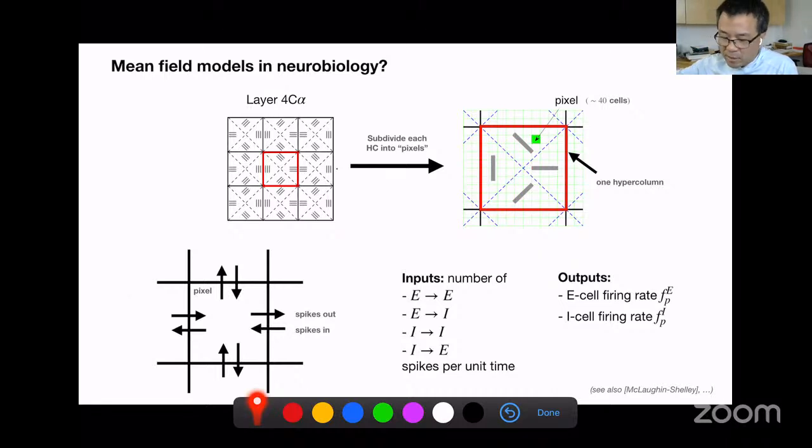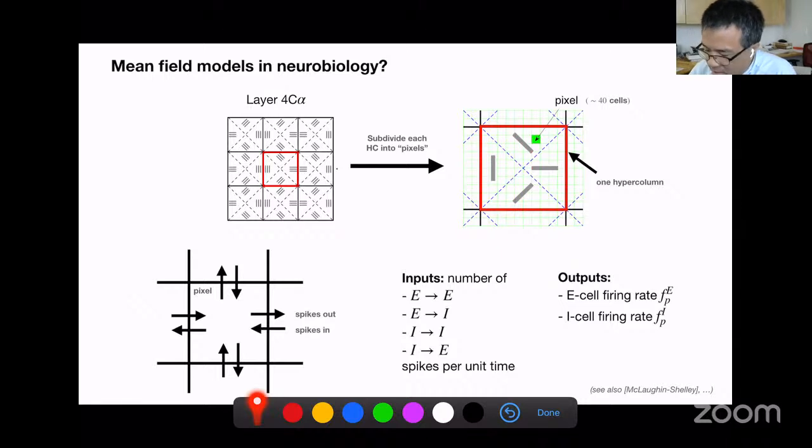So I have excitatory spikes coming from outside the pixel, exciting the E cells inside the pixel, and so on. And then what's going to be my output are the firing rates of the E and the I cells inside the pixel that I get in response to the stimulus coming into the pixel.